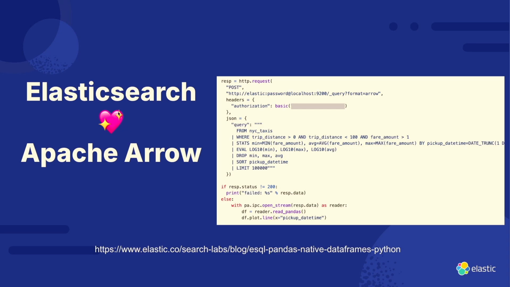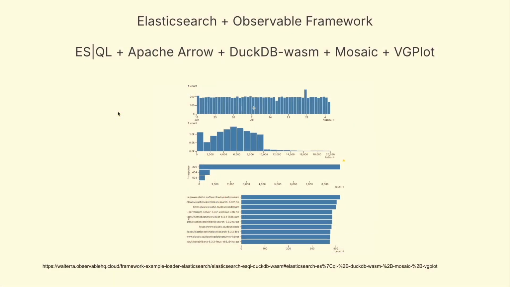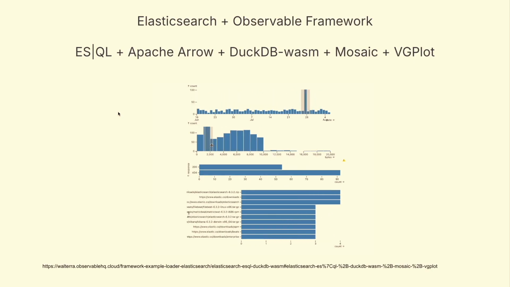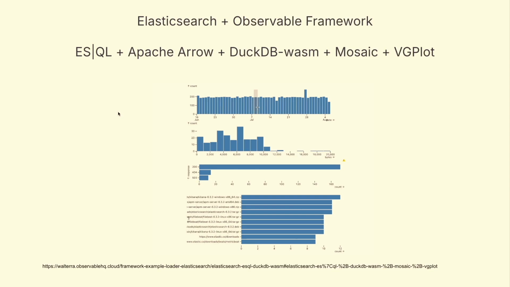And that's also where I come to the final example, where we talk about a bit more complex setup, where we use Elasticsearch and Observable Framework. We use ESQL to do a first step: we take our really granular data, for example, all the logs we have, and ESQL is like a first pass to aggregate the data to a certain level we then need in our application later. We pass it as Apache Arrow to Observable Framework, and then everything is still done in the browser.